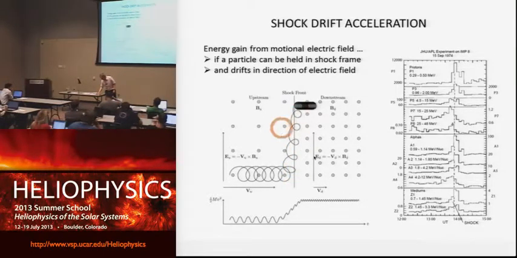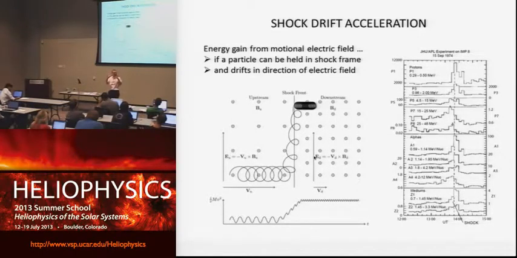Now, why do we have this drift? Well, it's related to the gradient B drift. If you remember, the gradient B drift is when you've got a change in the magnetic field, and that change changes the gyro radius. So on one side, the gyro radius is small. On the other side, the gyro radius is large. You put those two parts of the trajectory together, and you actually get a drift. And that gradient B drift is in the right sense for protons to pick up energy from the motional electric field in the shock frame.